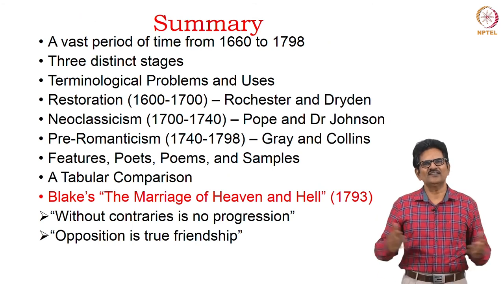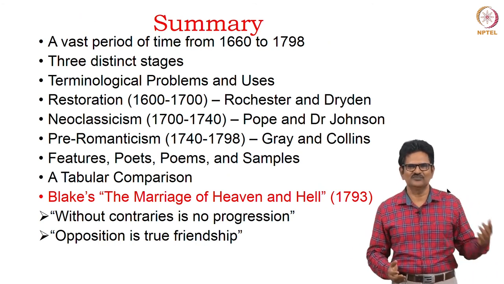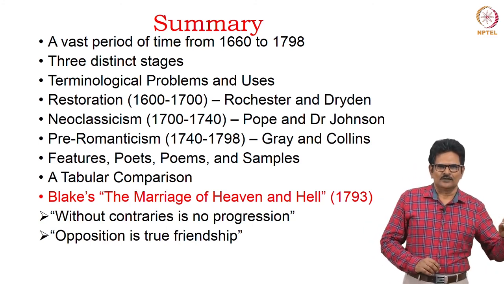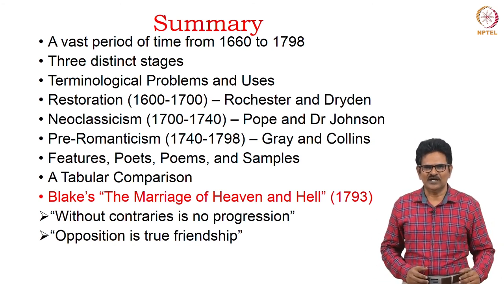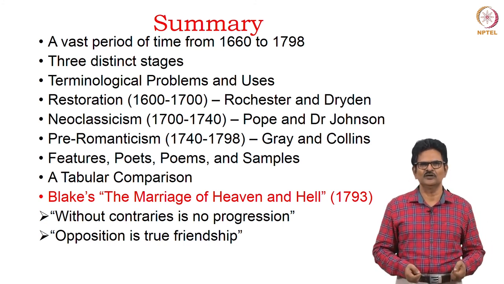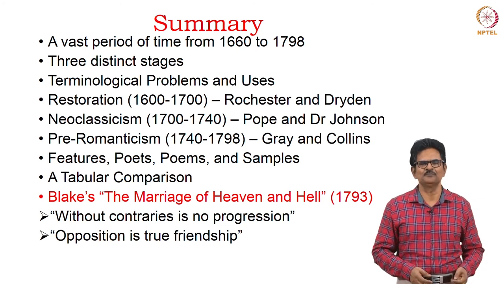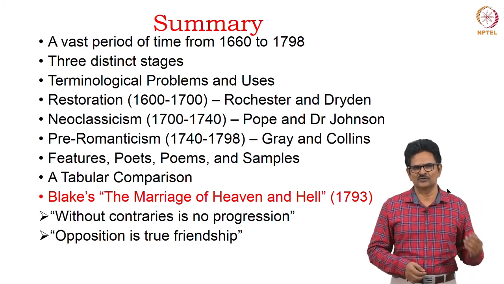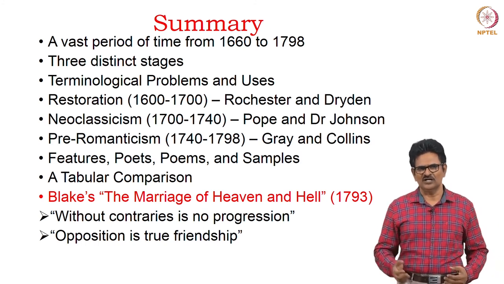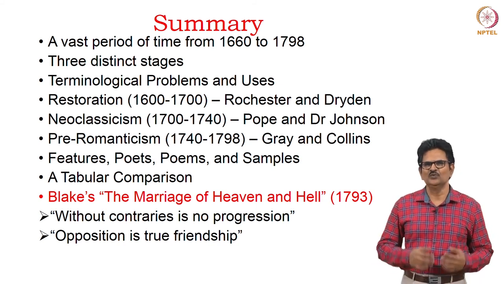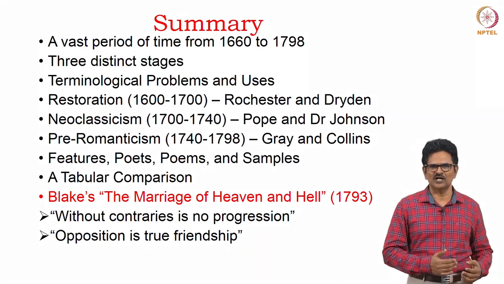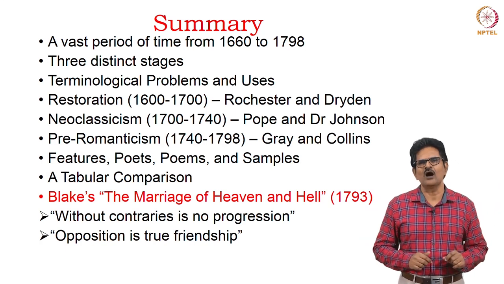Now let us summarize this vast period of neoclassical age from 1660 to 1798 with three distinct stages called restoration, neoclassicism and pre-romantic period. Although we have these terminological problems in the use of these terms, we still use them for convenience. Restoration period is represented by Rochester and Dryden. Similarly, neoclassical period is represented by Pope and Dr. Johnson. And the third one, pre-romantic period, we represent it by Gray and Collins. Although Dr. Johnson can be equally brought in here with that name, Age of Sensibility or Age of Dr. Johnson.